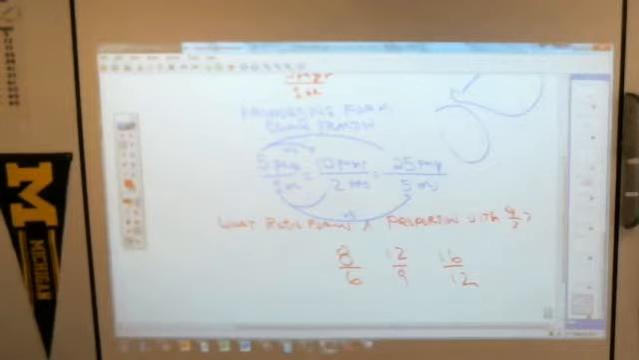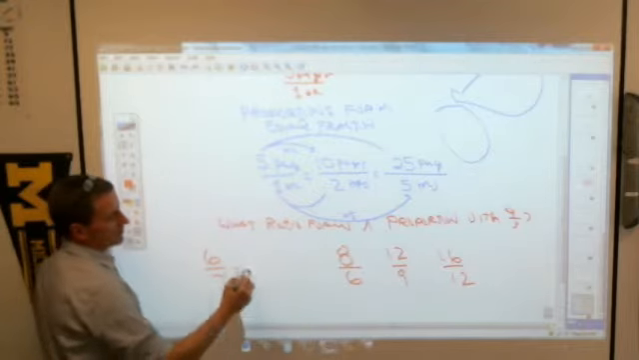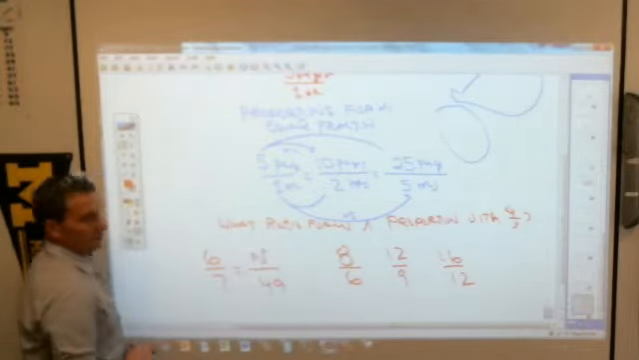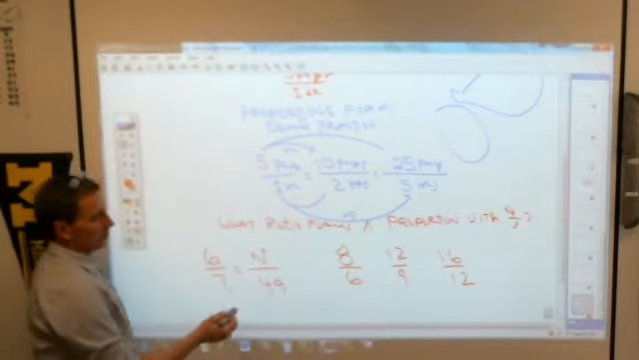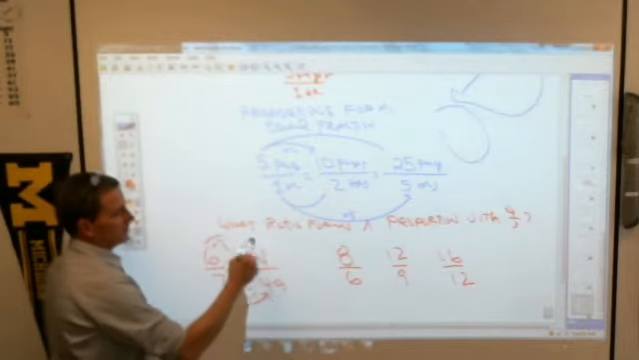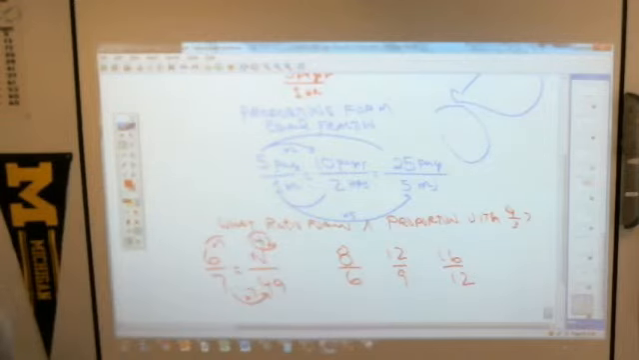They will also give you something like this. 6/7 equals what number over 49? Stuff that we've already done before. That is being proportional. Equal fractions, what number would go up there? 42. 6 times 7 is 42. That is being proportional. Let's see, what else do they ask you?